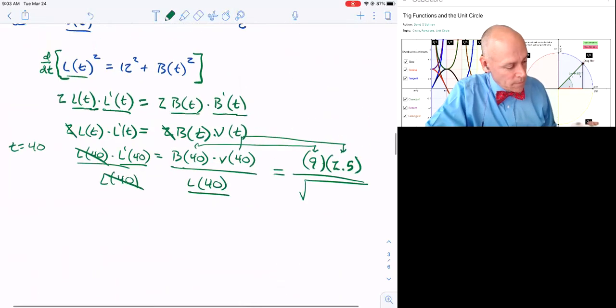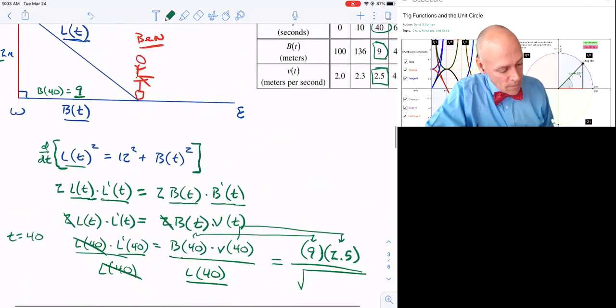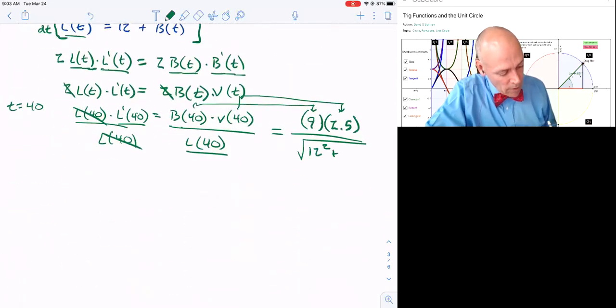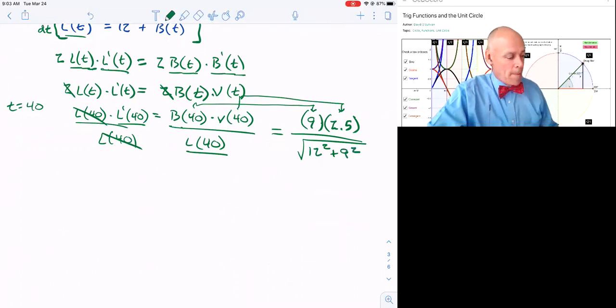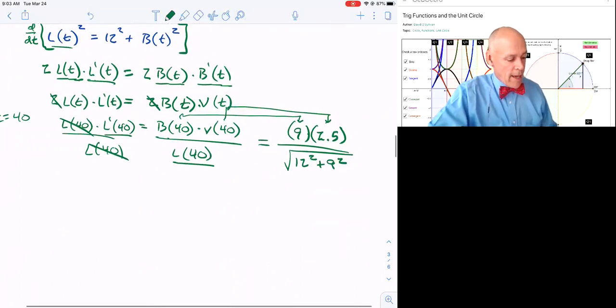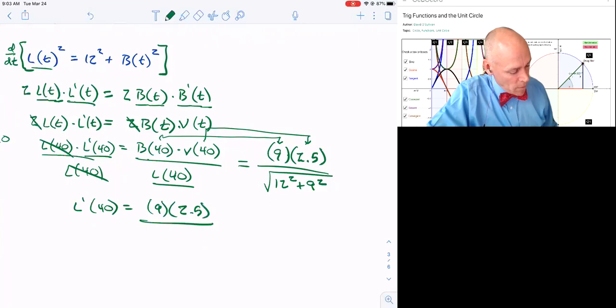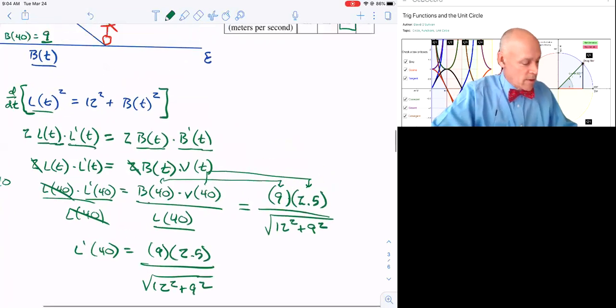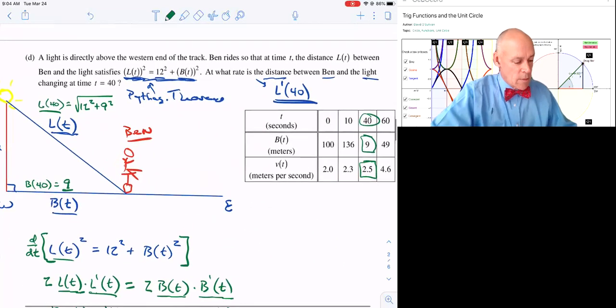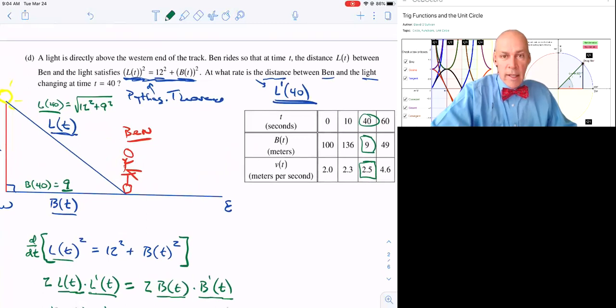Square root of 12 squared plus 9 squared. Okay, so that is mine. I'm just going to rewrite that. That's L prime at 40: 9 times 2.5 over the square root of 12 squared plus 9 squared. And that represents the rate that the distance between Ben and the light is changing at time t equals 40.